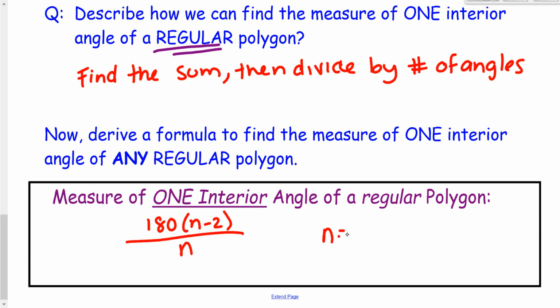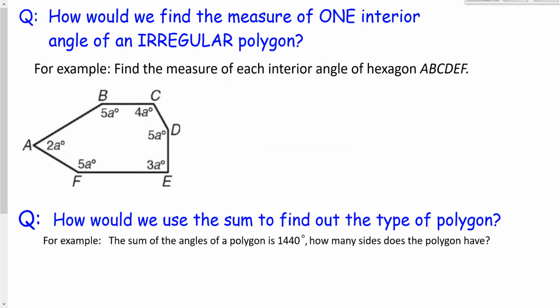And you have to remember that n is equal to the number of sides and angles, because that's going to be the same number. So these are formulas to find the measure of these interior angles, the sum and the one of them if they're all equal. So now we're going to apply it to different questions.